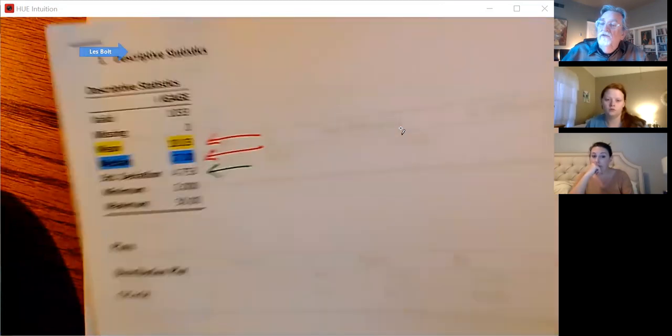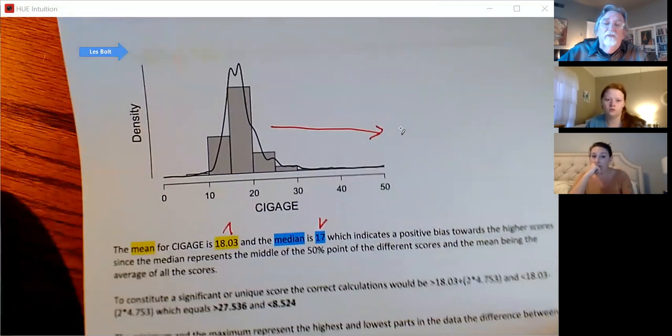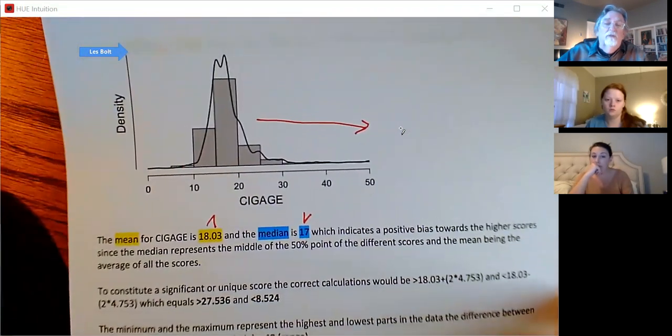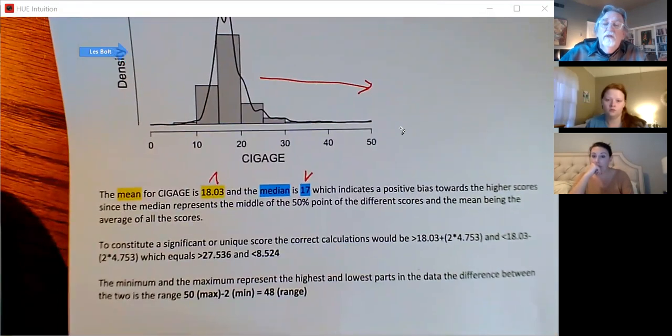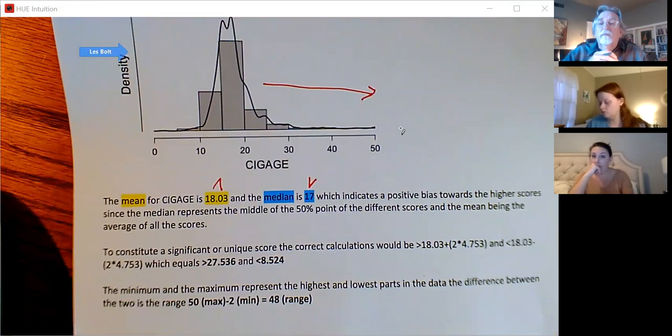And understanding how we define significance in a distribution of scores like this is what's beyond the range of the middle 95%. And the middle 95% is defined by 2 standard deviations below and 2 standard deviations above the mean.